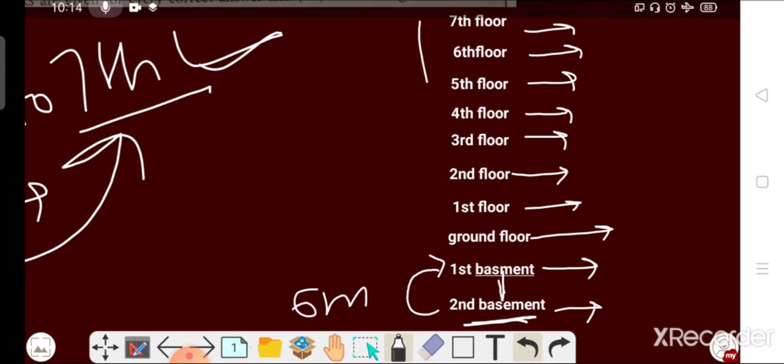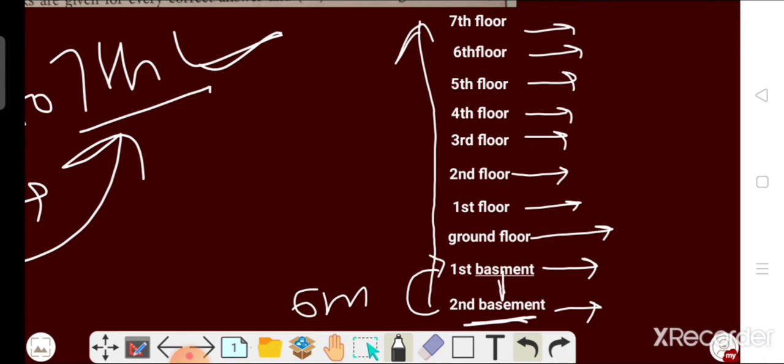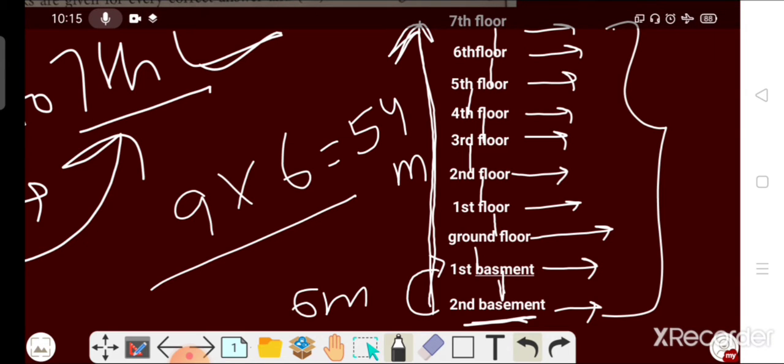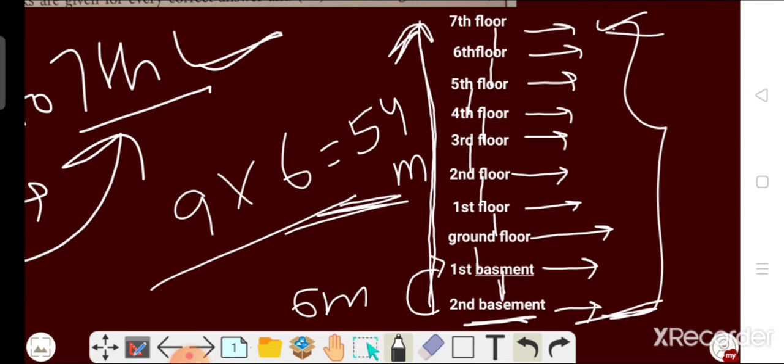To find the total distance from the second level basement to the 7th floor, we have to calculate firstly the number of gaps. 2, 3, 4, 5, 6, 7, 8 and 9. There are how many gaps? 9 gaps. And each gap is equal to 6 meter. So the total distance will be 9 multiplied by 6, and that is equal to 54 meter. Understood? Okay, so this is the distance from the second level basement to the 7th floor.